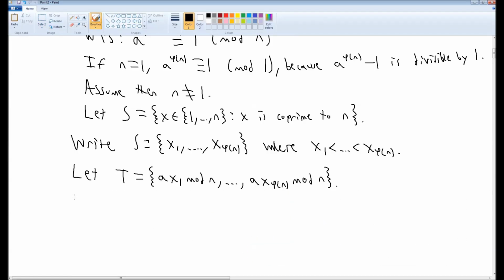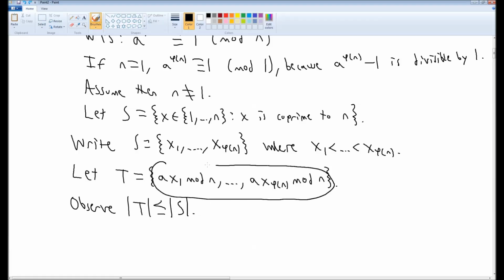We want to show S equals T. How do we do it? Well, first of all, observe that the number of elements in T can't be more than the number of elements in S, because you obtain the elements of T by taking each of these, there's phi of n of them, multiplying by A and reducing the result mod n. So you can't get more things than you originally have in S. However, at least hypothetically, it seems possible that you might have fewer elements in T, because what if a couple of them happen to be equal?